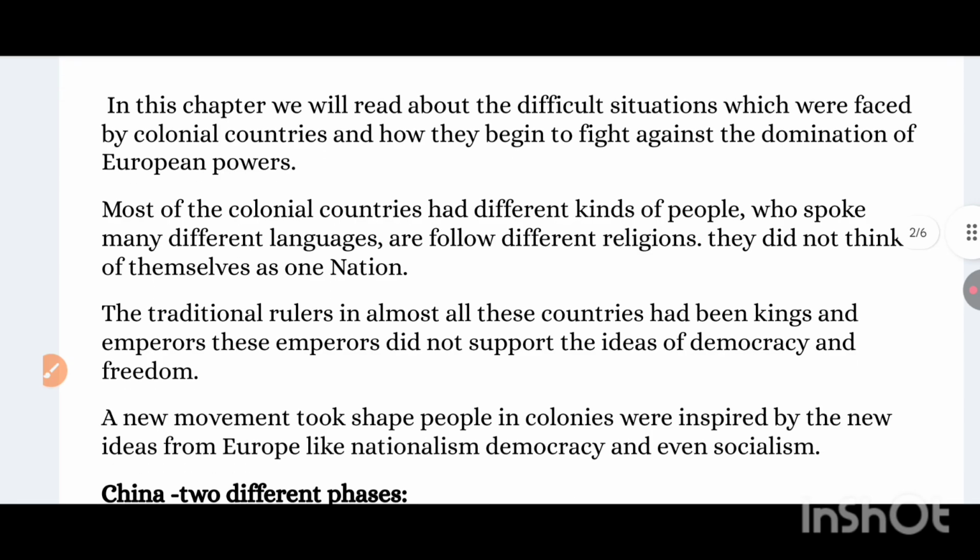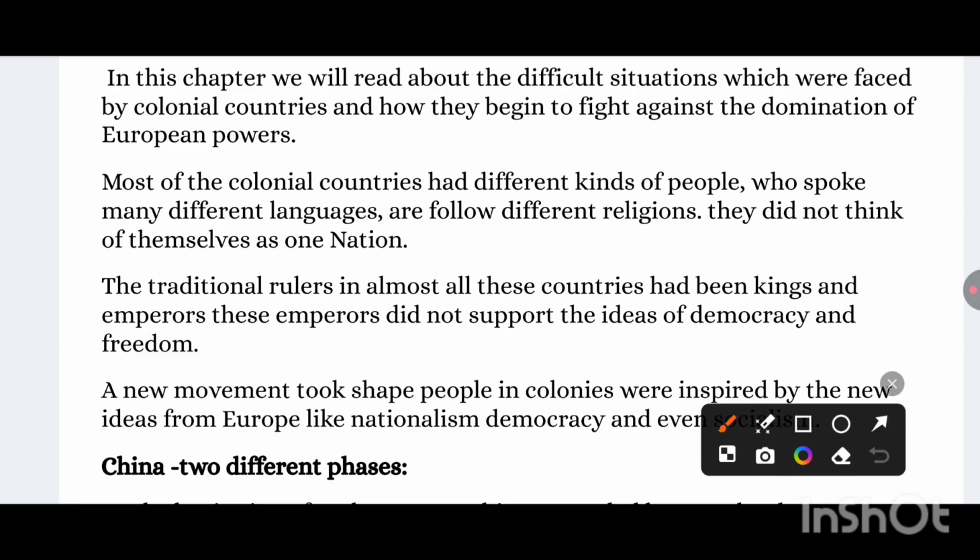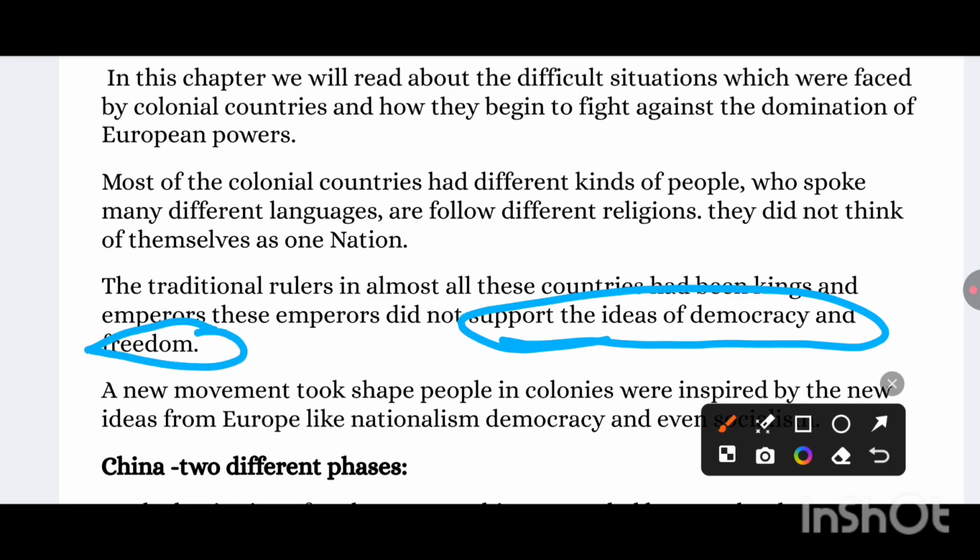Almost all the colonial countries were ruled by kings and emperors. These emperors also did not support the ideas of freedom and democracy. People were facing so many problems and difficulties under the domination of European powers, but the emperors of the colonial countries did not support the ideas of democracy and freedom.